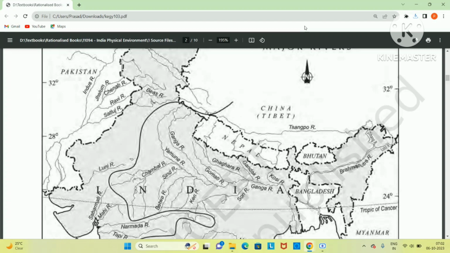Today we are embarking on a journey to explore one of India's most iconic and sacred natural wonders, the Ganga river system. In this map you can clearly see the drainage pattern of the river Ganga, which has many tributaries from the left side and right side also, and it drains its water into the Bay of Bengal.